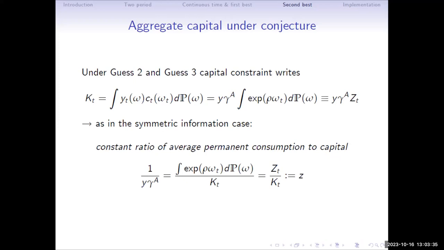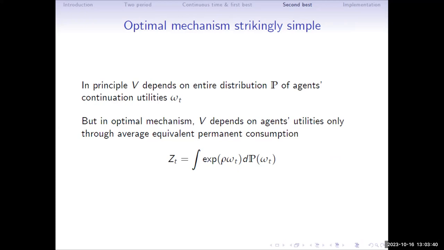Okay. So the optimal mechanism is strikingly simple. The principal will have two state variables. One is going to be aggregate capital, and the other is going to be this ZT, which is the average across agents of the equivalent permanent consumptions of the agents. So instead of having to use as state variable the whole infinite dimensional distribution, it is just the average.